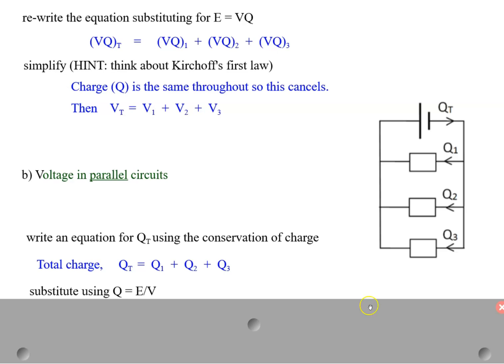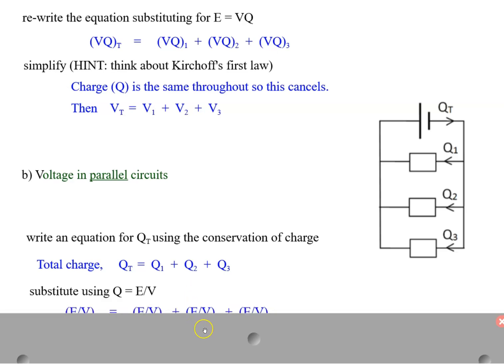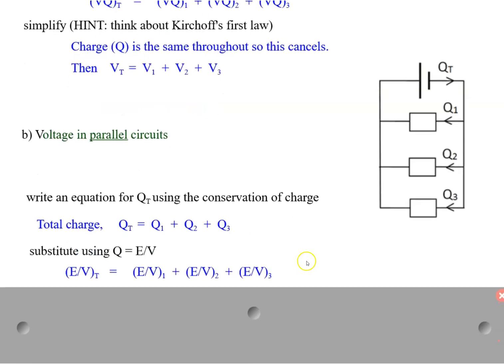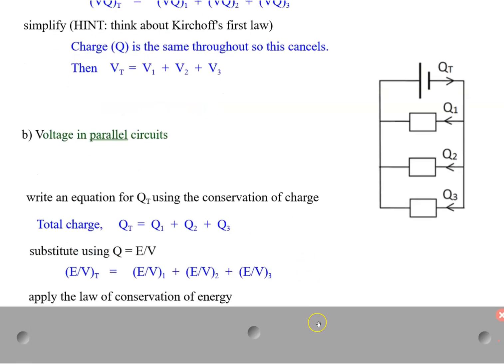Part 2 of the derivation is we're going to go back to our expression here, V equals E over Q, but now we want to make Q the subject. So Q is equal to E or W over V, so I can write this expression again, but rather than Q, I write E over V. So E over V total is equal to E over V for the first loop, or the first resistor, plus E over V for the second resistor, plus E over V for the third resistor.